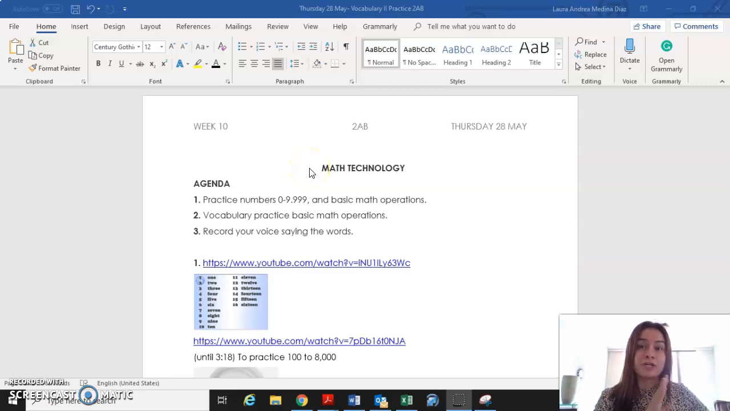Like in the first classes, we saw some vocabulary about shapes, like a rectangular prism, cylinder, sphere, okay? So that was the first part of vocabulary. The second part of the vocabulary for this period is numbers, from 0 to 9,999, and basic math operations, which are two: addition and subtraction, okay?